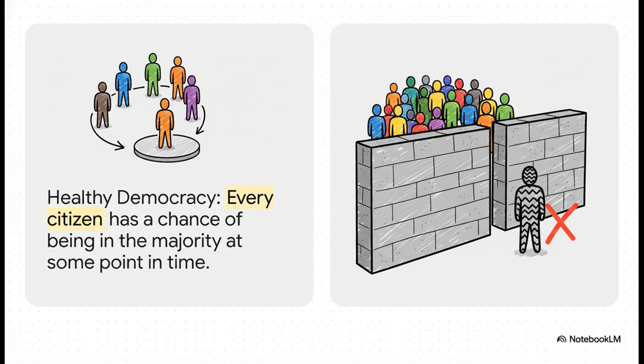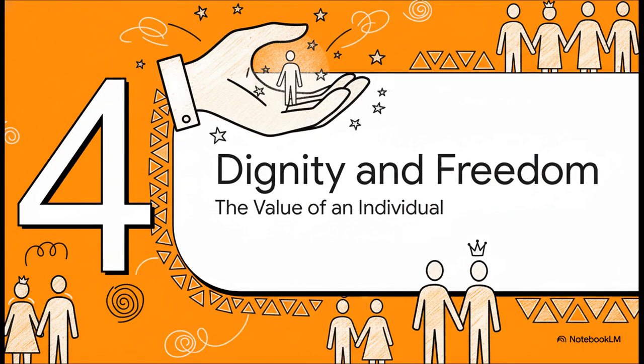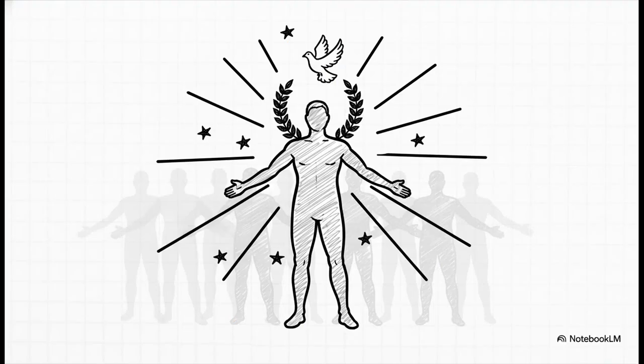If any group is permanently excluded from power simply because of their birth, then democracy is weakened for them. Okay, so we've talked about how democracy accommodates different groups. Now let's shift our focus to something even more fundamental, the value and respect that is given to each and every individual. Managing diversity and resolving conflicts is a huge strength of democracy, no doubt.